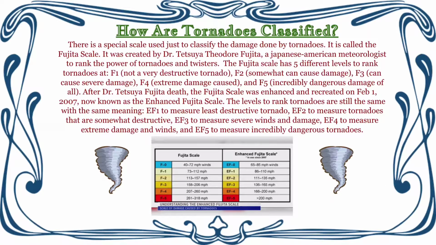After Dr. Fujita's death, the Fujita scale was enhanced and recreated on February 1st, 2007, and is now known as the Enhanced Fujita scale. The levels are still the same. It is EF1, EF2, EF3, EF4, and EF5, still depending upon the damage that the tornado causes.